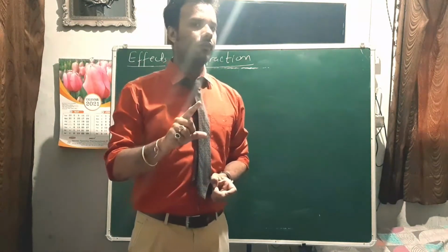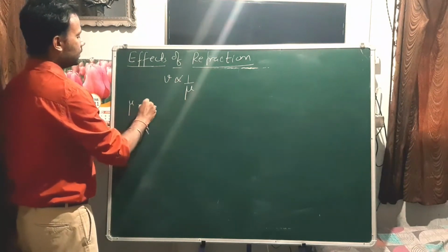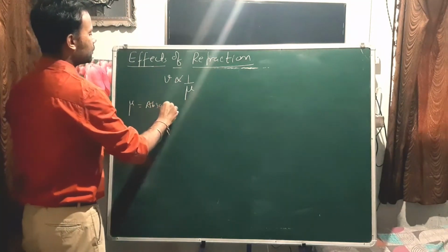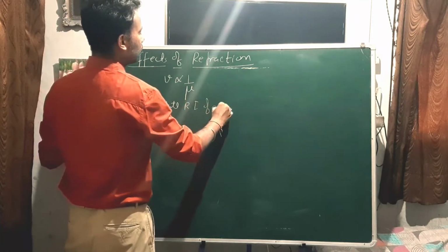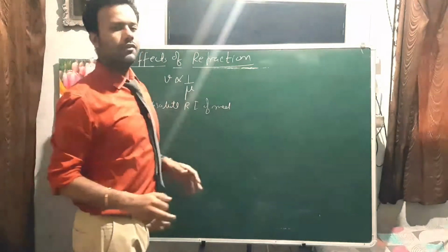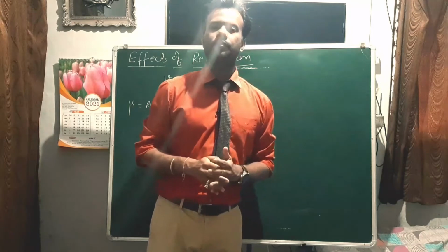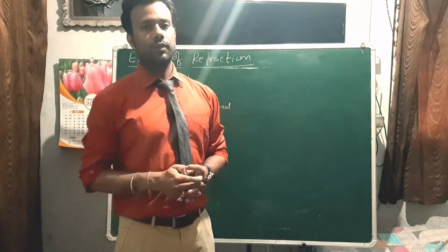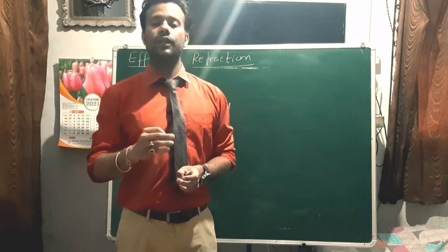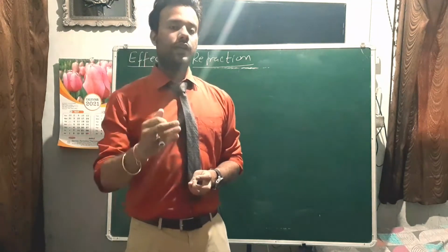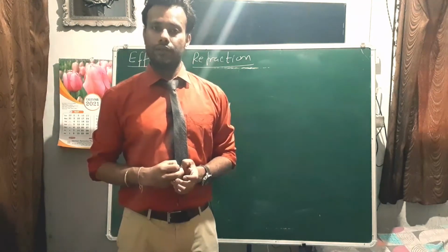What is the absolute refractive index of a medium? Here mu is the absolute refractive index of the medium. Now what is the difference between the absolute refractive index and the normal refractive index? Whenever light is coming through vacuum and going into the medium, the ratio of the refractive index of the medium to the refractive index of vacuum is known as the absolute refractive index.